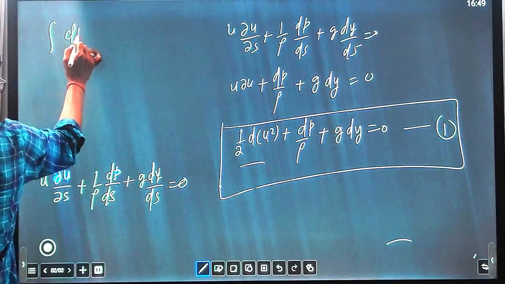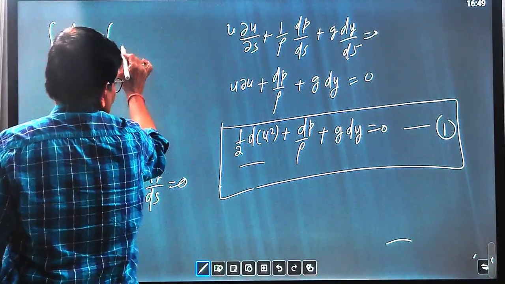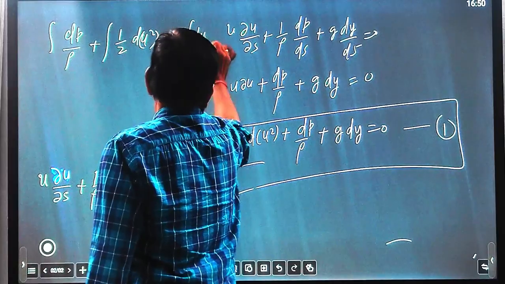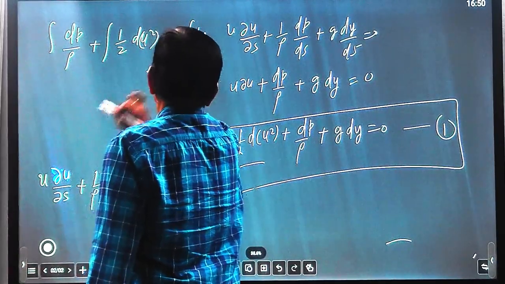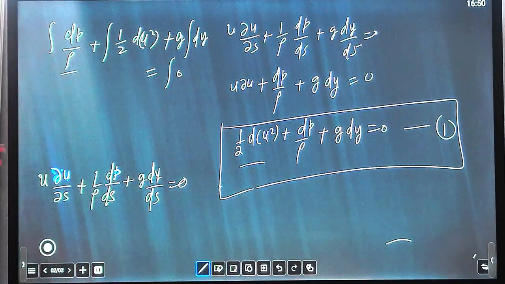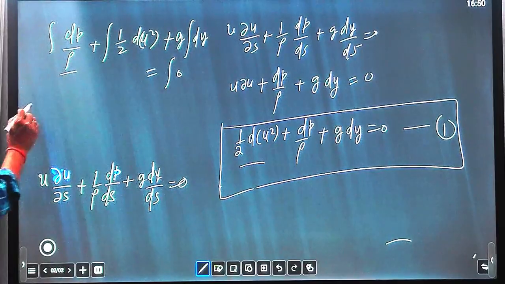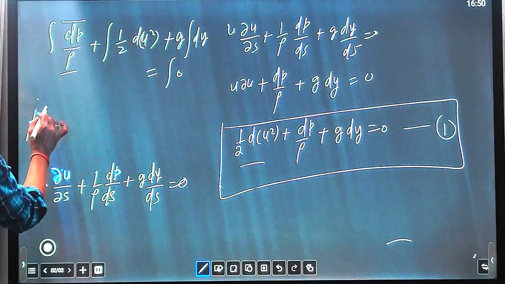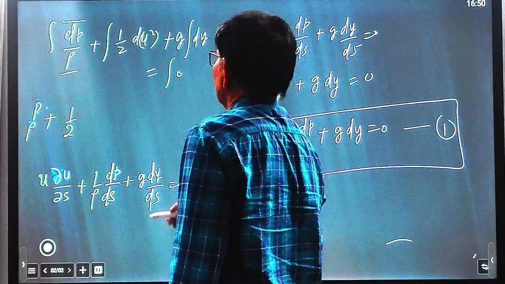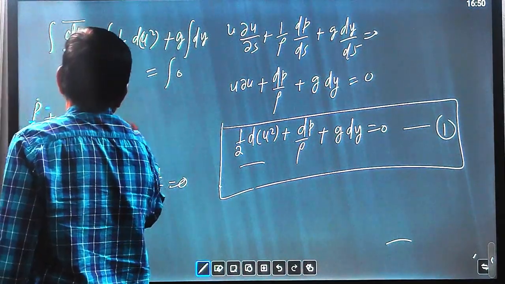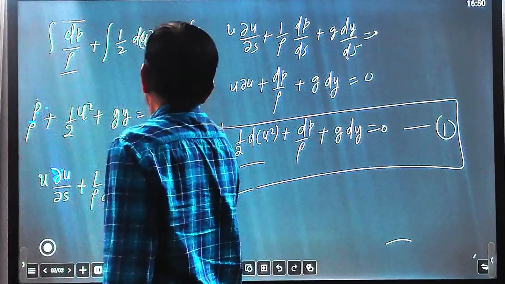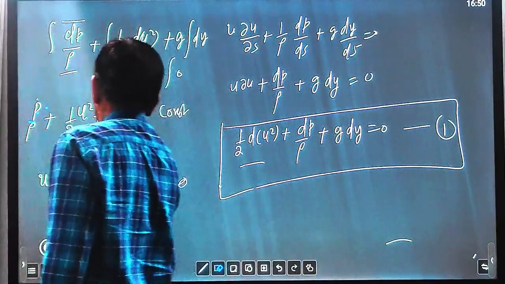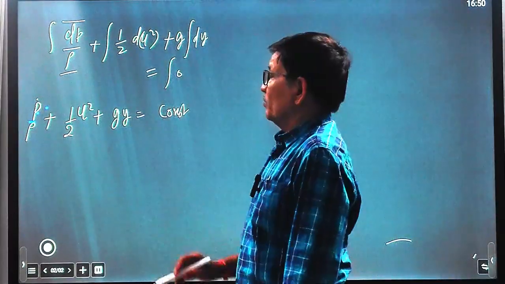Integration of dp by rho plus integration of 1 by 2 du square plus g integration of dy equals integration of 0. So here again the fluid is incompressible, then we can take rho as a constant. So 1 by rho integration of dp will be p, that is p, plus 1 by 2 u square plus gy equals constant. This is the Bernoulli equation, and this is how we derived the Bernoulli equation for one-dimensional fluid motion.